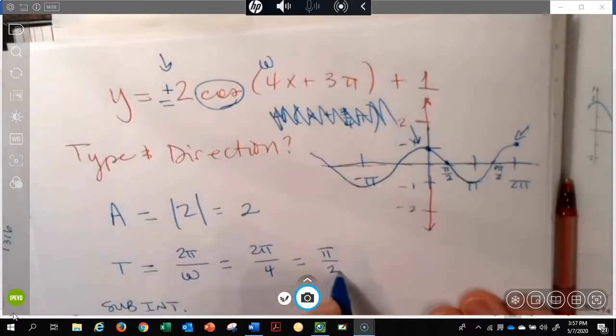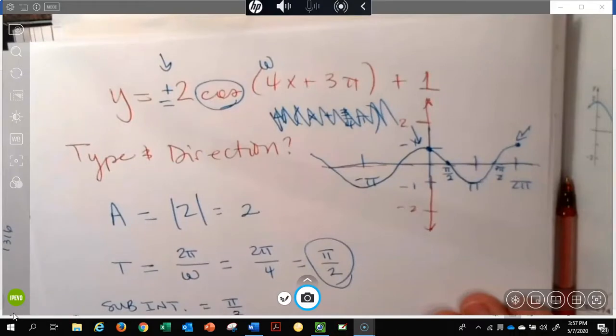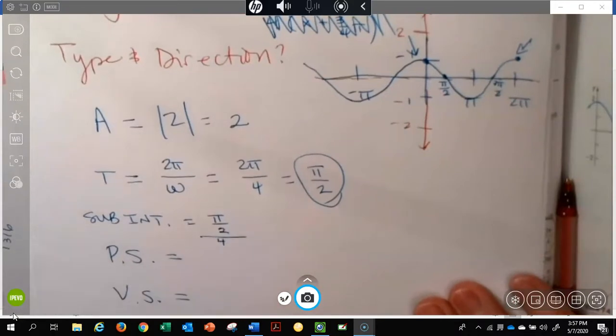What that tells us is that every pi over 2, wow, that's going to be fast, we're going through the cycle every pi over 2, pi over 2, pi over 2. It's going to be a fast period. But I'd like you to also notice that I want to take the period and cut it into fourths.